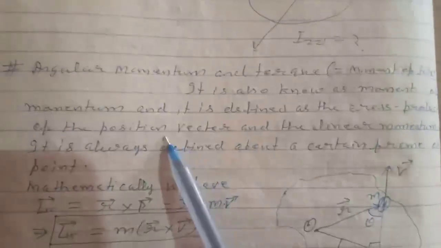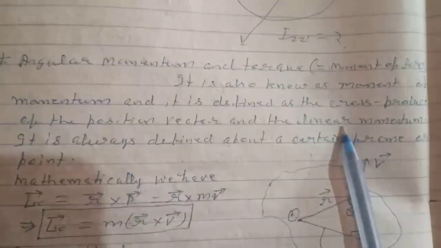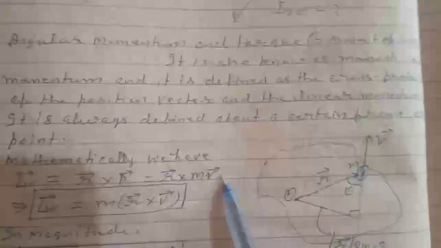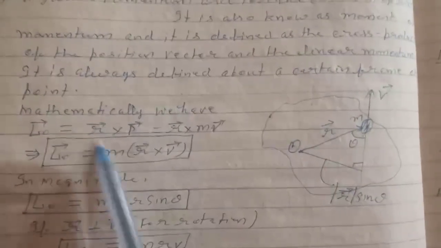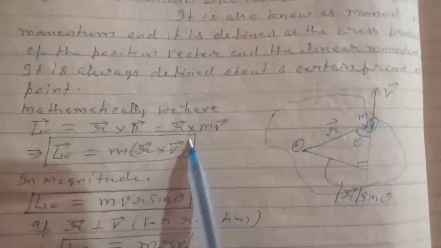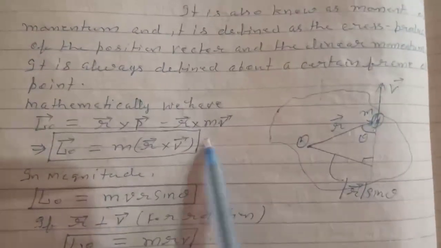It is also known as the moment of momentum, and it is defined as the cross product of the position vector and the linear momentum. It is always defined about a certain frame of point. Mathematically we have L0 equal to r cross p, equal to r cross mv vector, or L0 equal to m into r cross v.